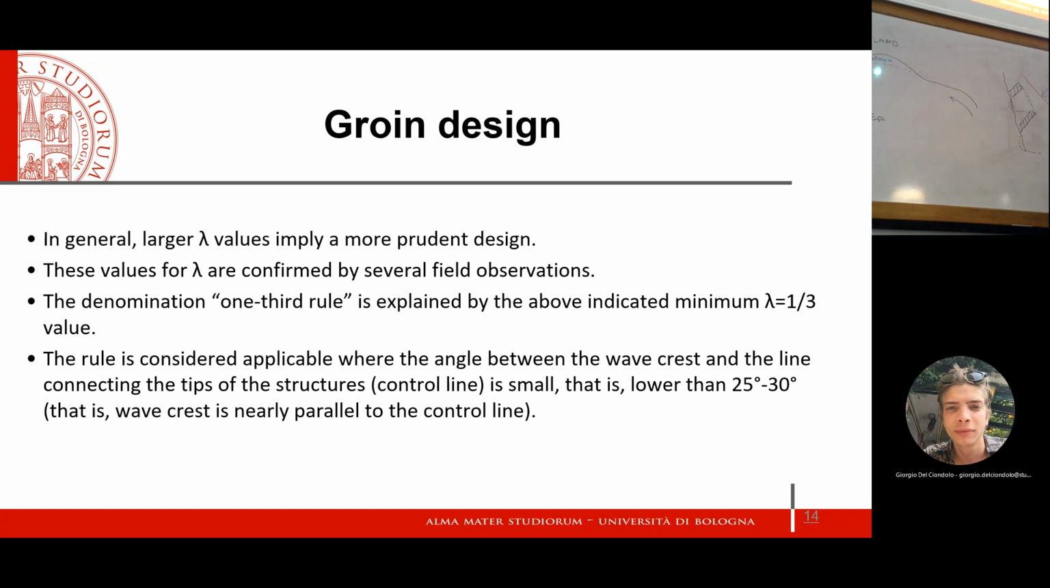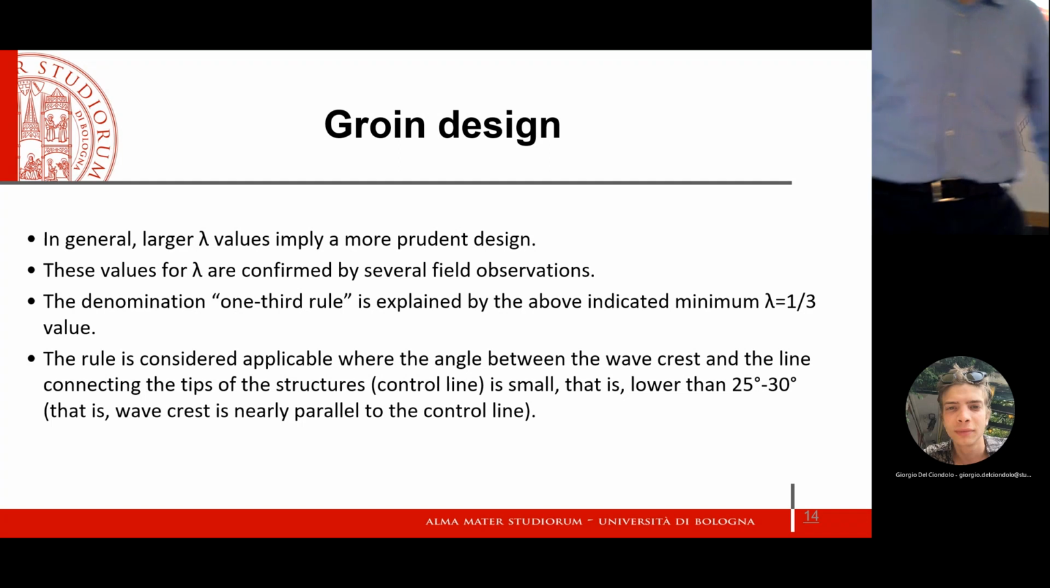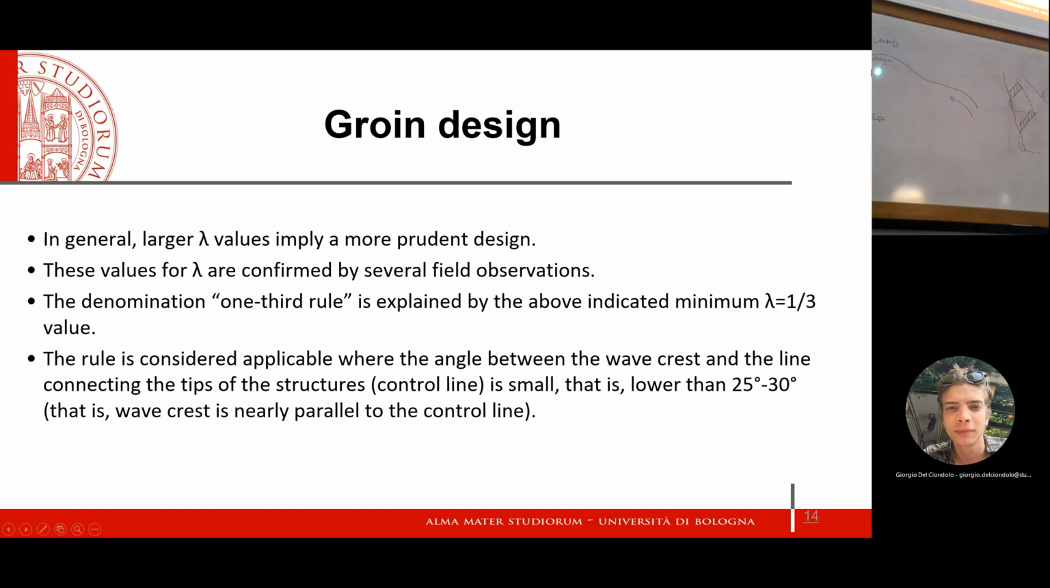And if you want, for some reason, to minimize the erosion downstream, you may change the orientation, increase this angle. Because it's clear that if you increase the angle between the wave crest and the control line, you decrease the efficiency of the groin, you decrease the accumulation of sediment updrift, and you decrease also the erosion downdrift. So in some cases, if you want to smooth out the effect of the groins, you may want to increase the angle. Okay, now.